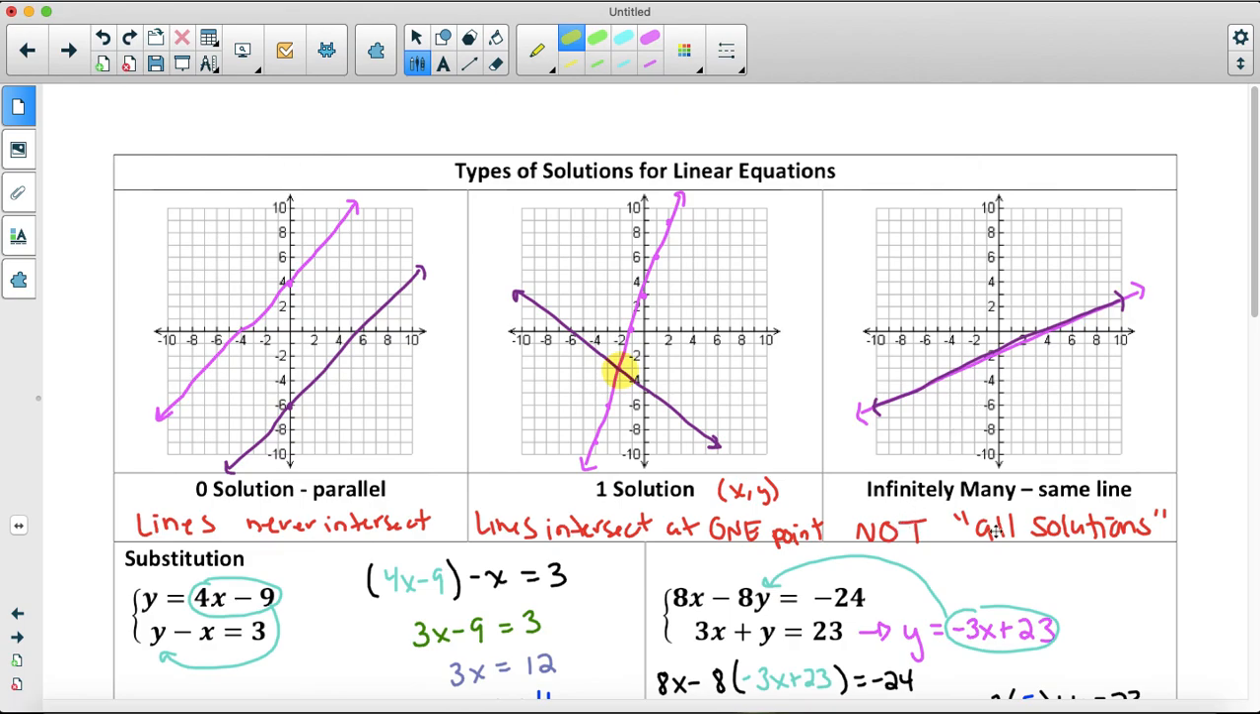Again, that does not mean all solutions. You cannot put all solutions for a system of linear equations.